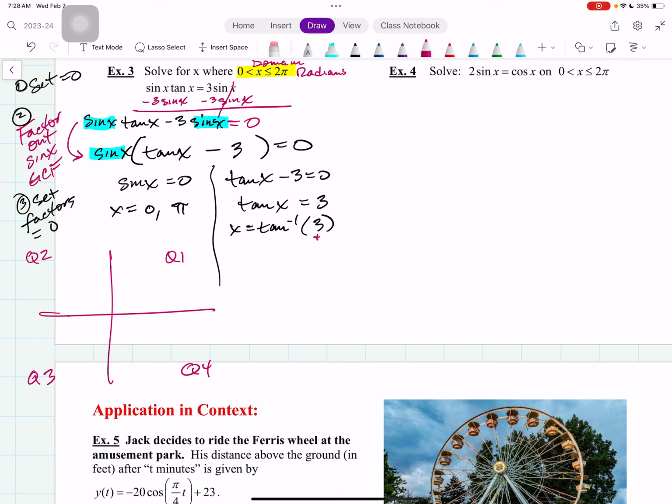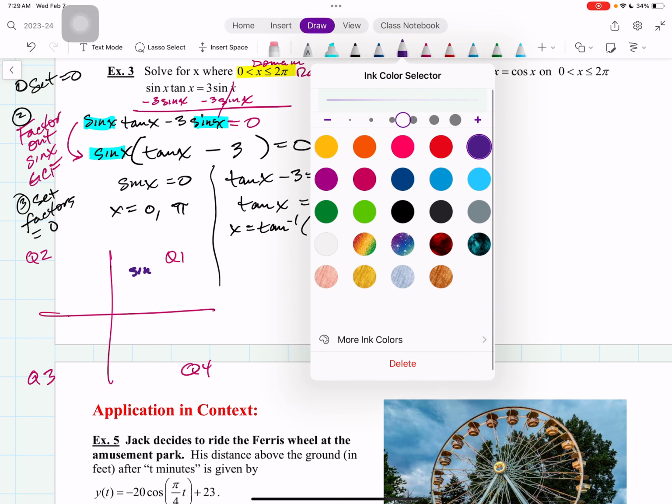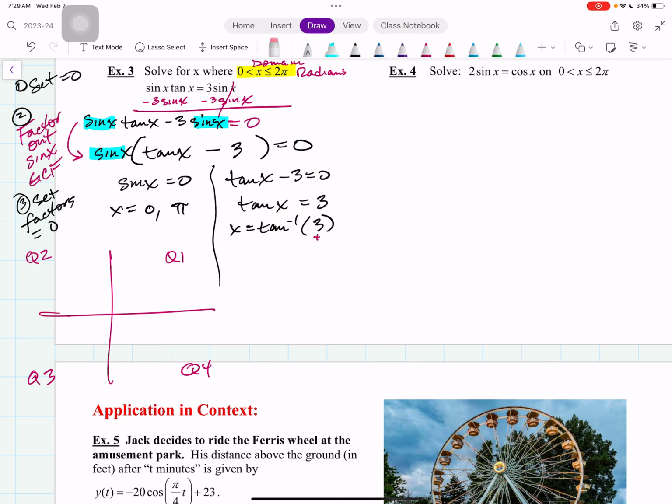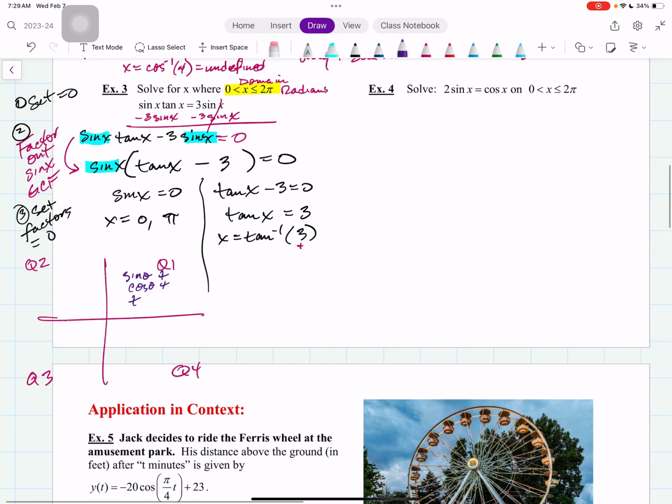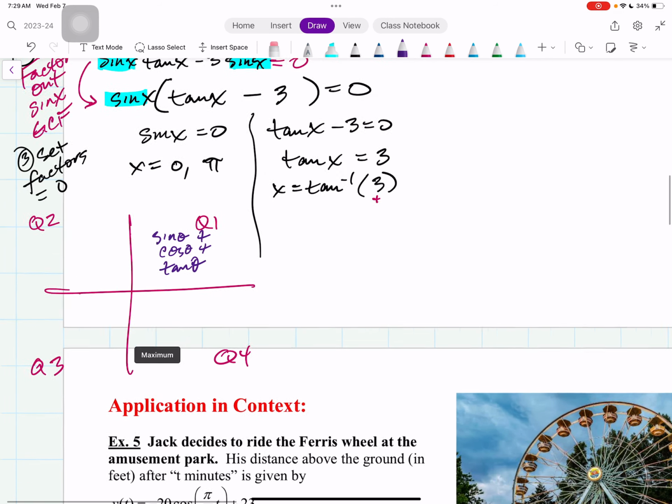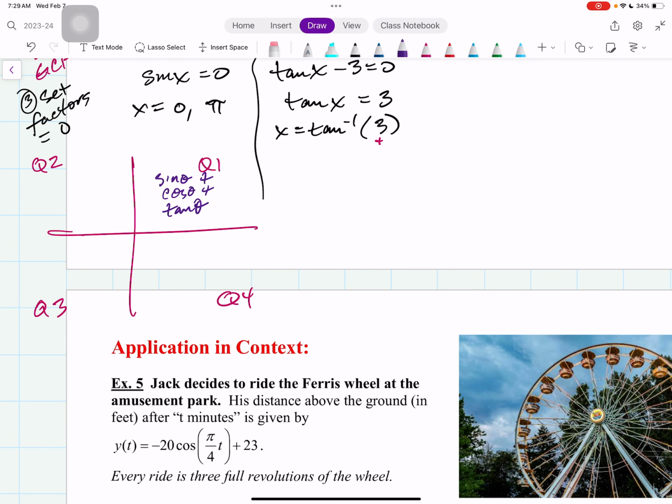Okay, so back to basics here. Watch this. Now, we know that in quadrant one, sine and cosine are both positive. So sine is positive, cosine of theta is positive, and tangent of theta, well, guess what? That's defined to be sine over cosine, and a positive divided by a positive is a positive. So tangent's positive in this quadrant.